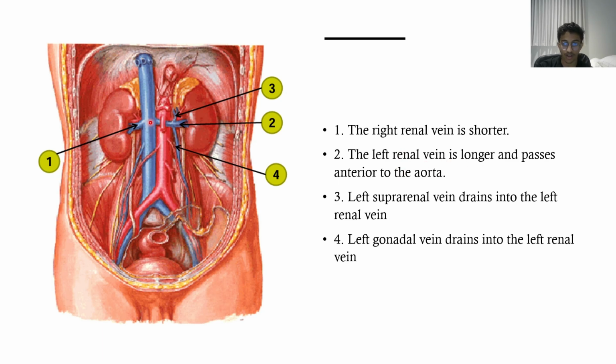And the left suprarenal vein and the left gonadal vein drain into the left renal vein. They don't directly drain into the inferior vena cava. So that's an exception too. If you can see here, number 3 is the left suprarenal vein. It drains into the left renal vein. And the left gonadal vein, which can be testicular or ovarian, drains into the left renal vein.